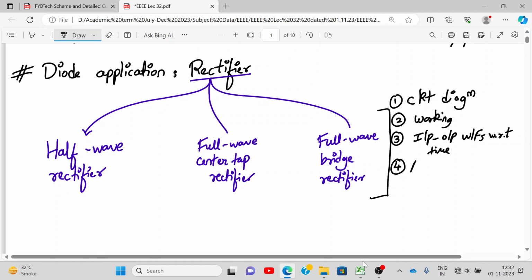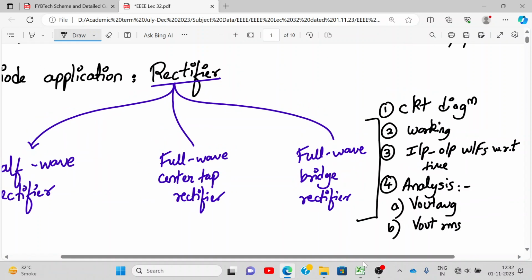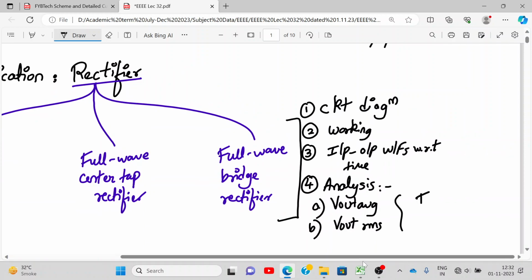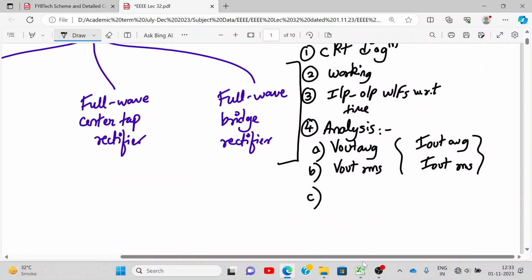What do you mean by analyzing the rectifier circuits? I'll explain. In analysis, you will find the average output voltage, V out average. Then you will find V out RMS. Or you can even find I out average or I out RMS value. Then the third parameter which we are going to find is rectification efficiency, termed as eta. How good the rectifier is will be determined by rectification efficiency. Then you will find the ripple factor.